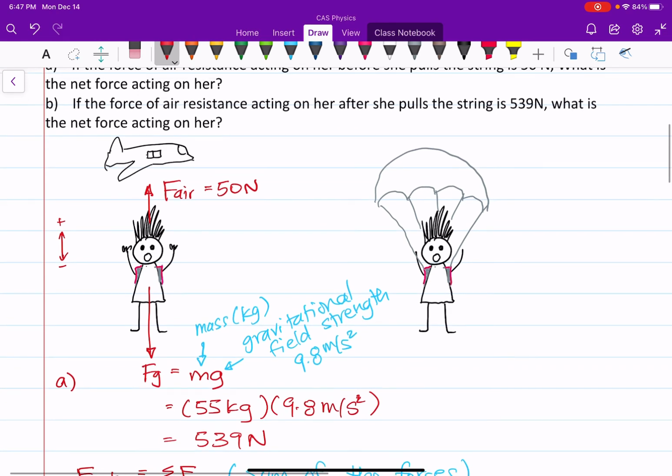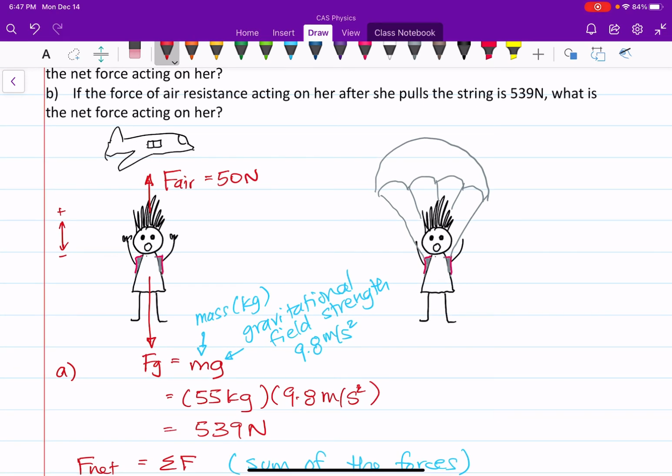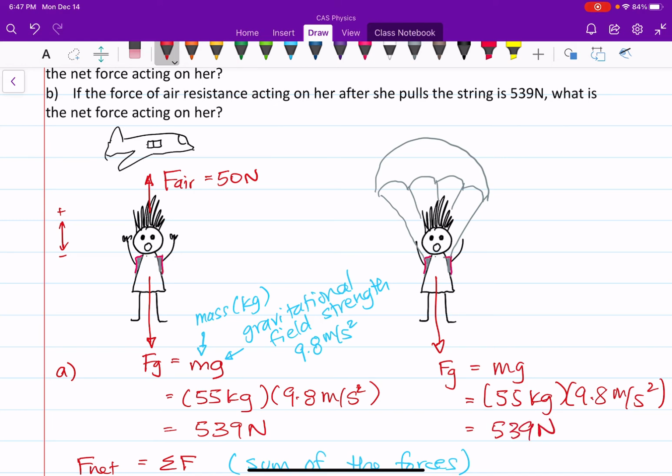So for part B, as I get faster and faster, falling through the air and accelerating, what doesn't change is the force of gravity acting on me. It's still Fg, it's still mg. That doesn't change as you're falling. So it's still 55 kilograms times 9.8 meters per second squared. It's still 539 newtons. But now the problem is saying that after I pull the string of the parachute, the force upward increases, and the force of air is equal to 539 newtons. You can see that those numbers are not coincidentally identical.